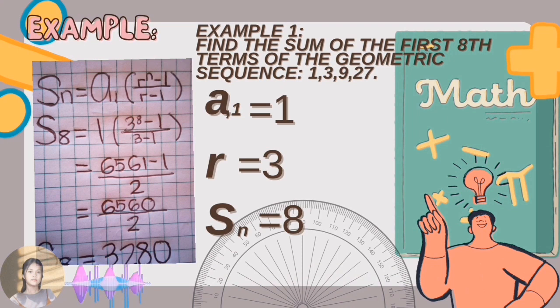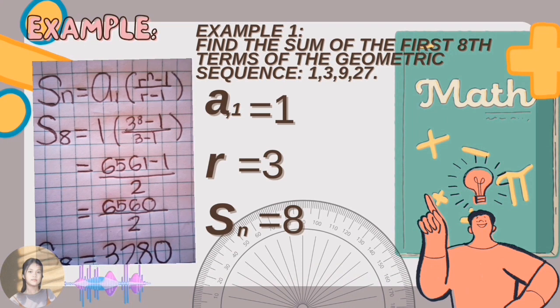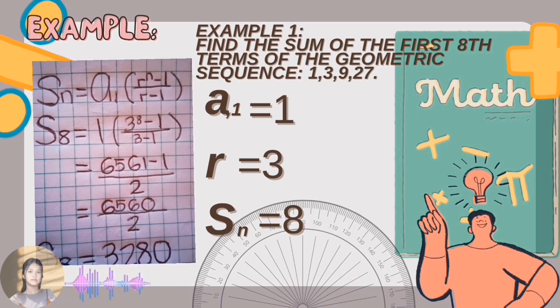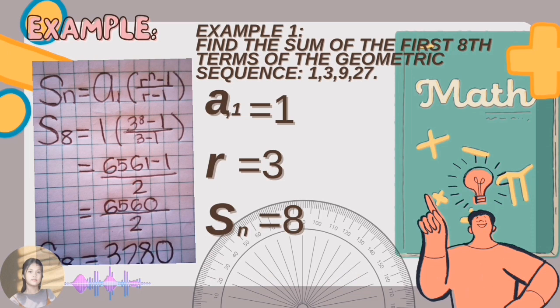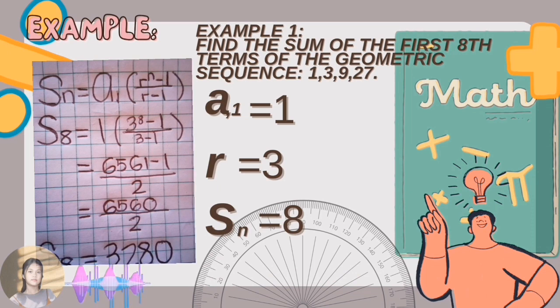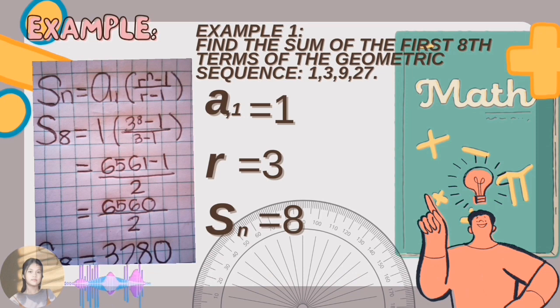Example of the geometric series. Find the sum of the first 8 terms of the geometric sequence 1, 3, 9, 27. So S sub n equals a sub 1 times r raised to the power of n minus 1, over r minus 1, where a sub 1 is 1, r is 3, and the number of terms is 8. S sub 8 equals 1 times 3 raised to the power of 8.